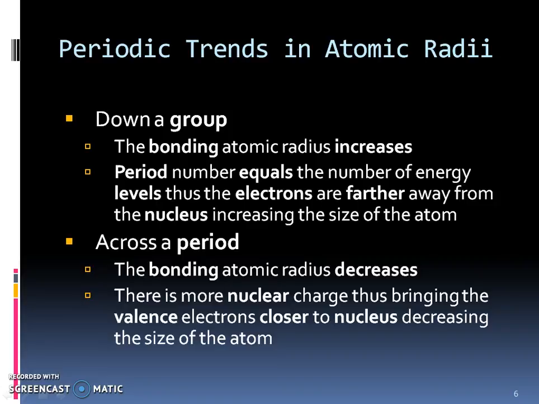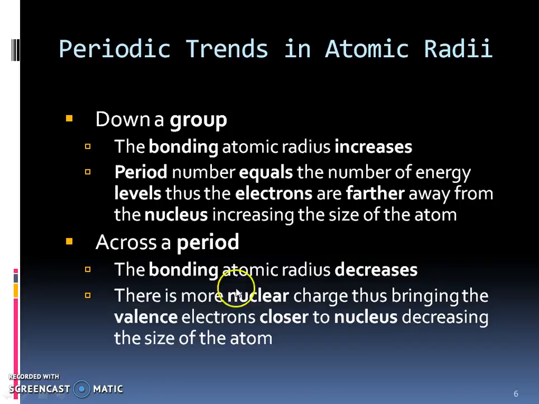So what are the trends in atomic radii? Well, going down, since you increase in energy levels, your electrons are going to be further away from the nucleus, so the size of those atoms increases. Going across, however, does the opposite. The radius or the size of those atoms decreases.